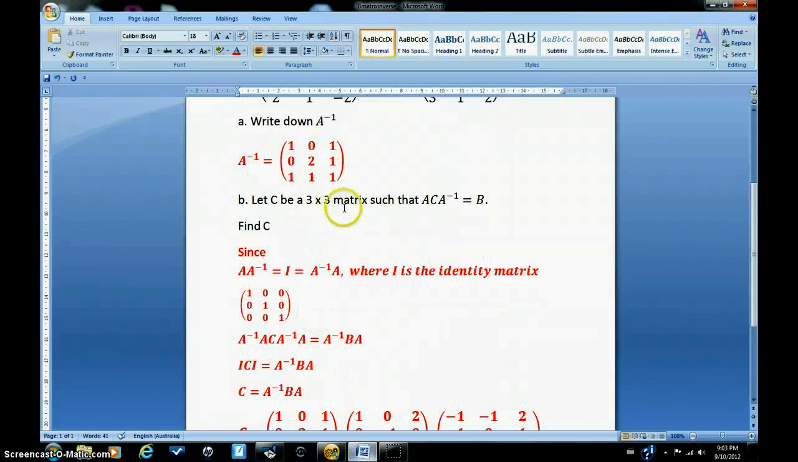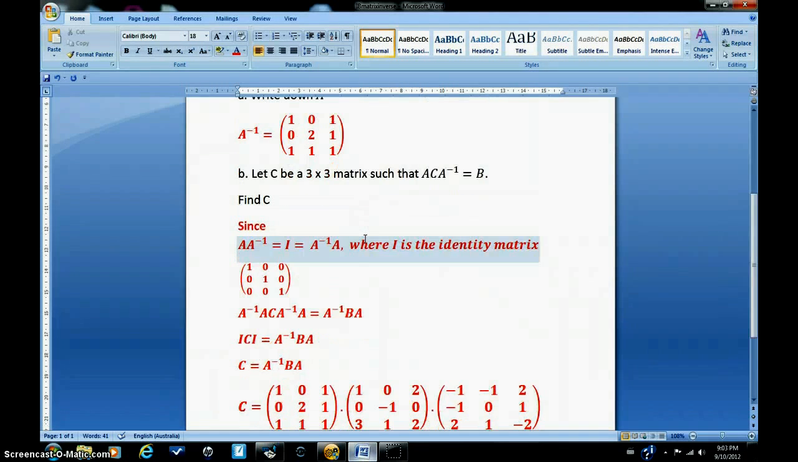Let C be a 3 by 3 matrix such that this equation is true. That is, A times C times A inverse equals B. So we have a matrix equation here, and we have to find C. Now to do that we need to get C on its own. How do we do that?